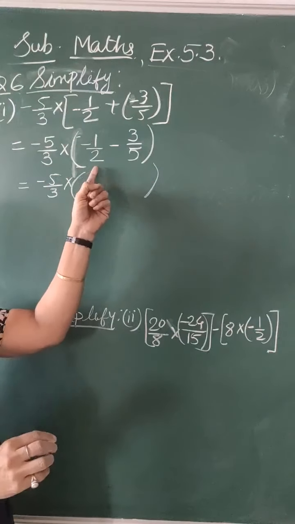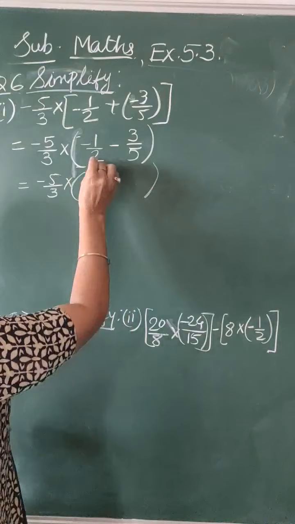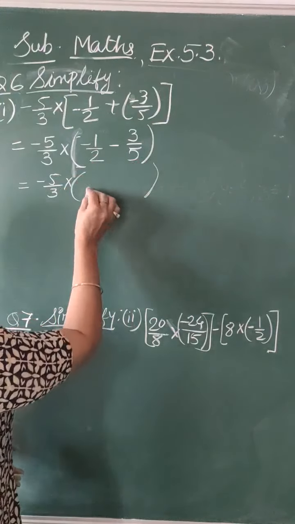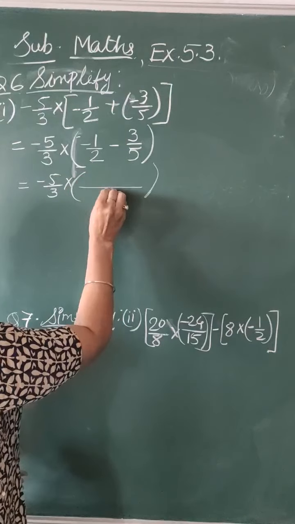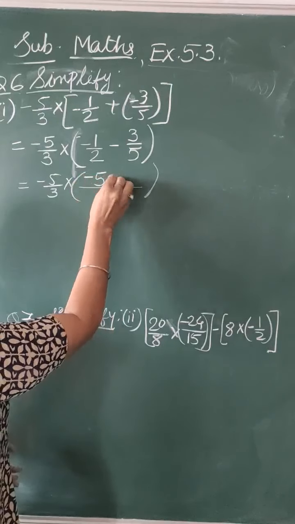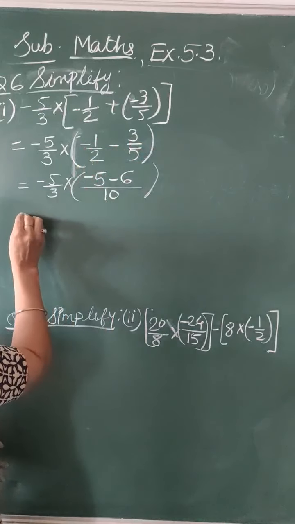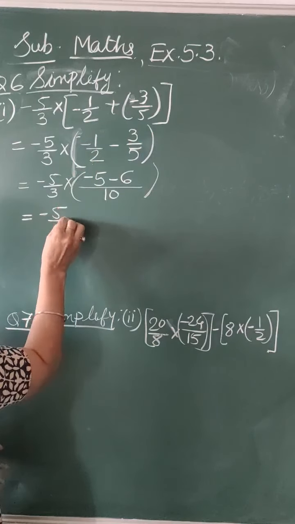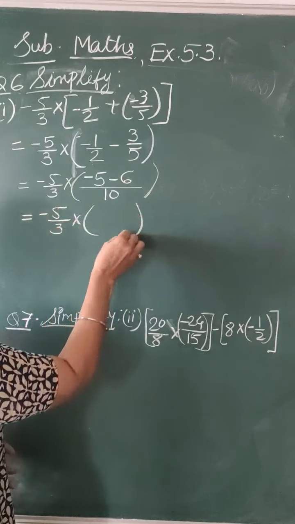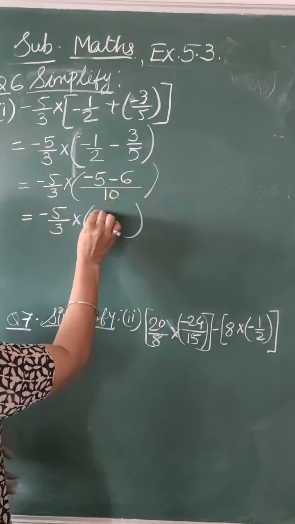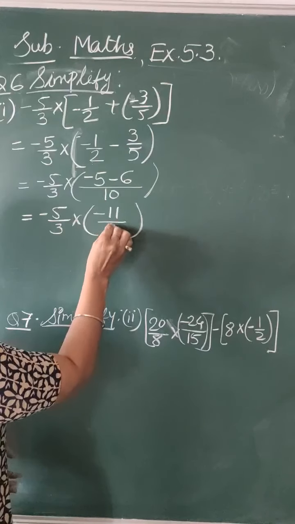You can see this is subtraction of rational numbers. You have to make the denominator equal, so you have to find the LCM. Here the LCM is 10. Here you will get minus 5, 5 is a 5, 2 3 is a 6. Now simplify. Minus 5 by 3 into minus 5 minus 6 is what? You are simplifying addition and subtraction. So it will be minus 11 by 10.